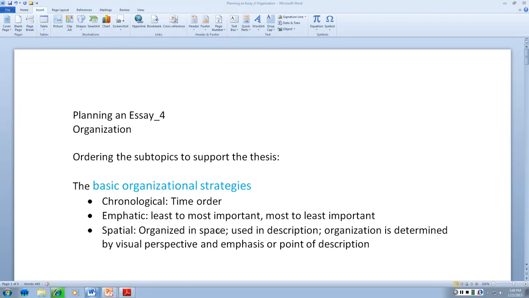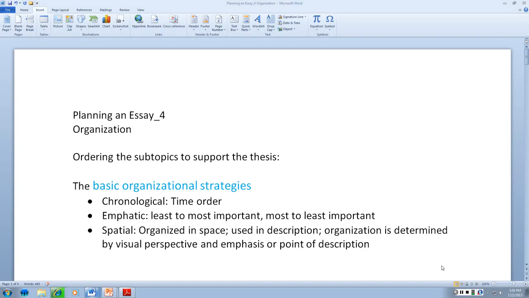We can start with the least important and build, but most texts will encourage you to start with the most important and then provide additional information. But that way you give your reader your strongest point first. And finally, spatial organization. That is how things are organized in space. Near to far, left to right, top to bottom. It is used primarily in description.